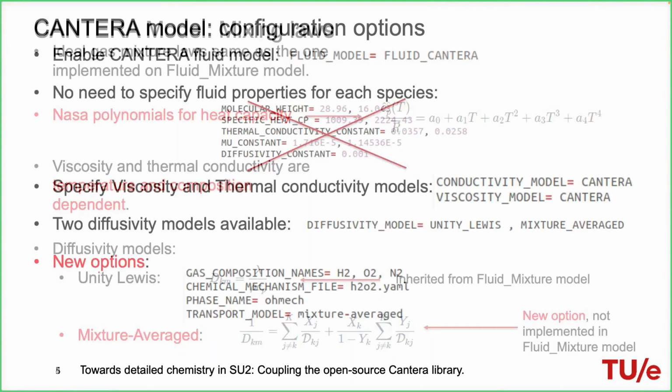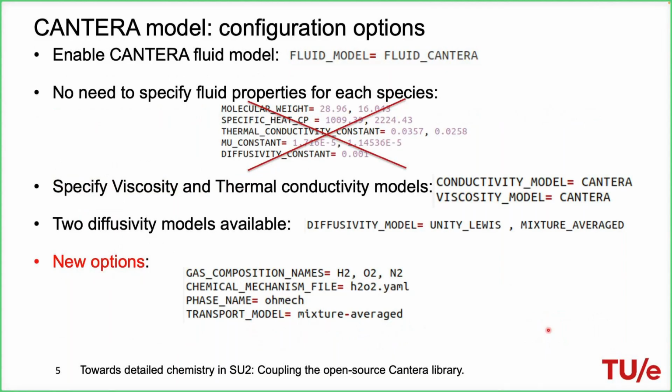Now, how to use the Cantera model. First, we must enable Cantera using this option, fluid model equal fluid Cantera. One advantage of using Cantera is that we don't need to specify any fluid property for each species because these fluid properties are retrieved from Cantera. For the viscosity and thermal conductivity model, we can just call Cantera and compute these two. And for the diffusivity models, we have the unity Lewis from the fluid mixture and the mixture average. That is a new option that we can get from Cantera.